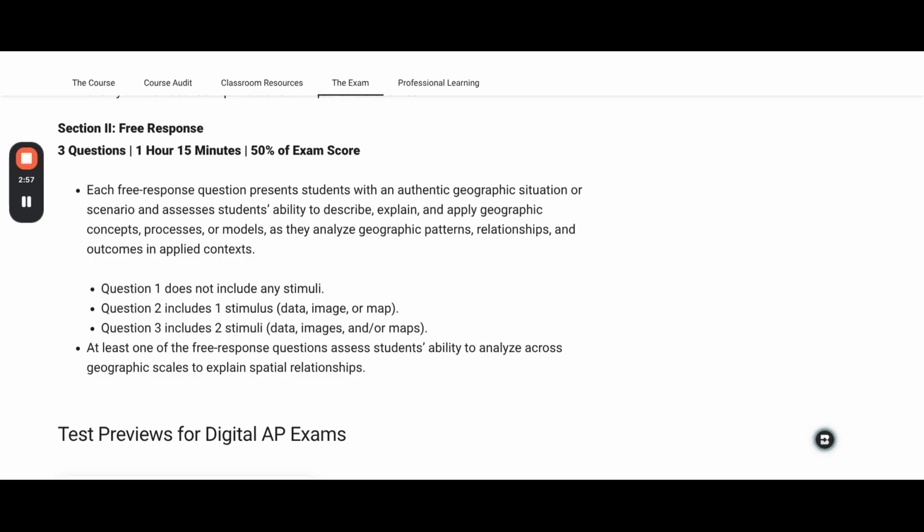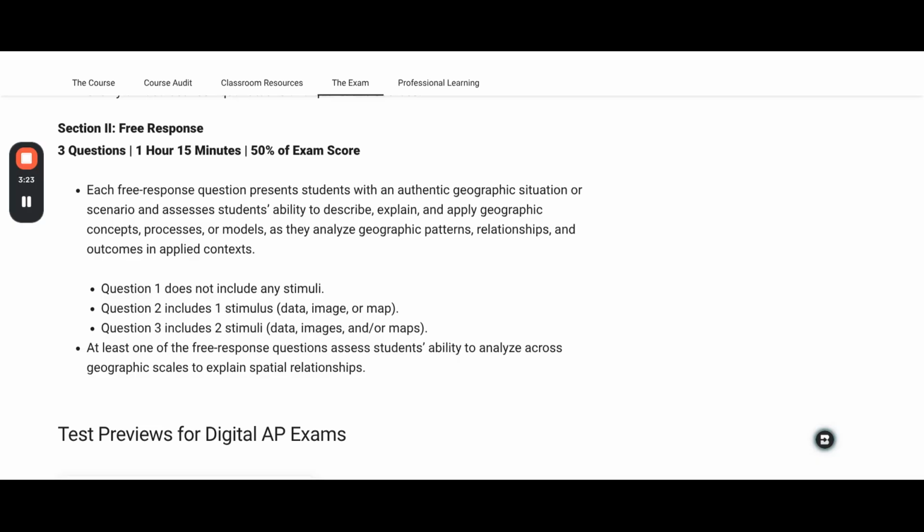Now, the first FRQ does not contain any stimuli at all. However, the second and the third both will. The second question will contain a singular piece of stimuli. The third will contain 2 different pieces of stimuli. Usually what we're seeing in there is 2 different pieces showing a change over time, or asking us to compare and contrast those pieces.